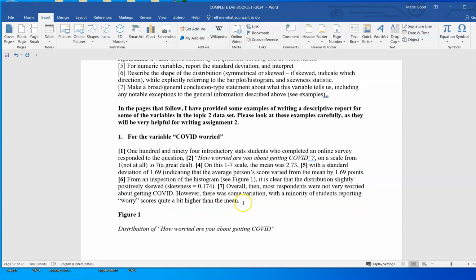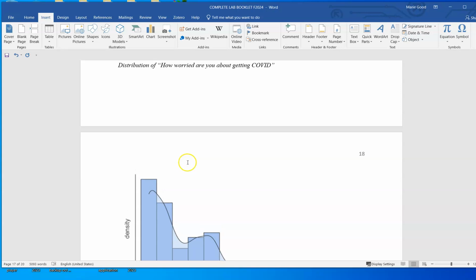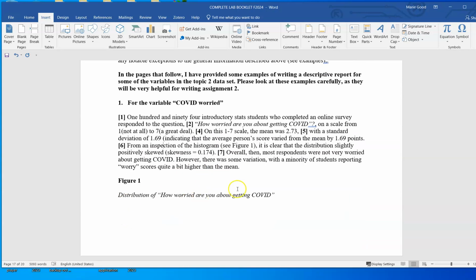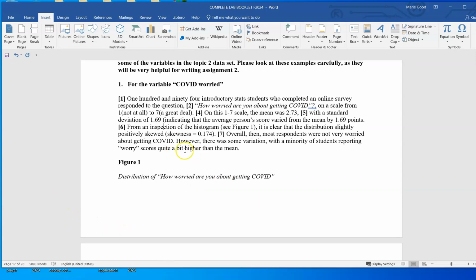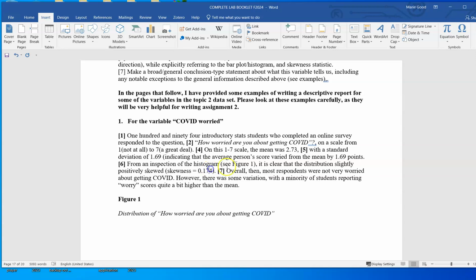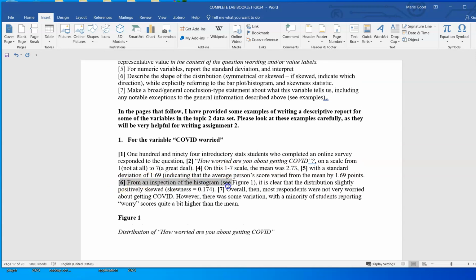So you say, from an inspection of the histogram, see figure 1, and you can see I've inserted the histogram for COVID worried right below that. Inspection of the histogram, it's clear that the distribution was slightly positively skewed because the skewness value is 0.174, and you can see, just from looking at it, that it's slightly positively skewed. So that is that part, interpreting the shape using the histogram and skewness value.